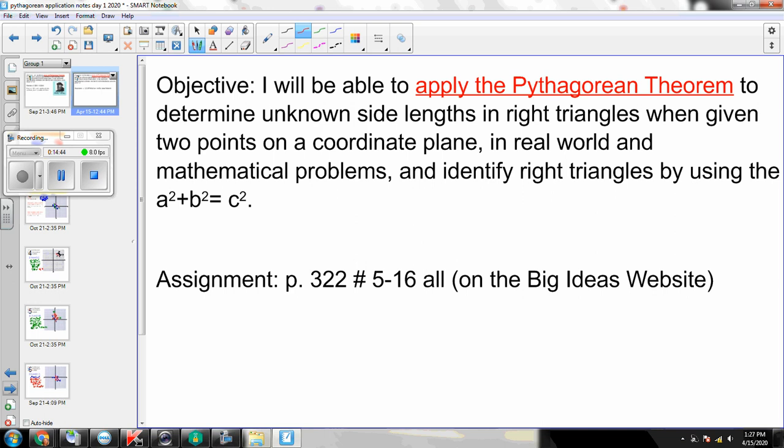Your assignment today is page 322, numbers 5 through 16 all. You're going to do your assignment on the Big Ideas website. So you're going to go to the Perry Township website, you're going to click on Evaluate. After you click on Evaluate, you click on Big Ideas Math. After Big Ideas Math, you click on Assignments, and you will see that assignment there. If you have any questions, please email your teacher.